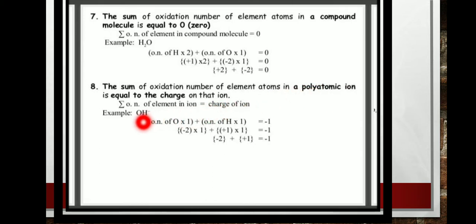Next, the polyatomic ion OH-. How many oxygen? 1. How many hydrogen? 1. What is the charge? Minus 1 charge, so not equal to 0. The sum of oxygen and hydrogen oxidation numbers equals -1. -2 is the oxygen oxidation number and +1 is the hydrogen oxidation number. -2 times 1 plus +1 times 1 gives -1. -2 plus 1 equals -1, which equals the ion charge of -1.